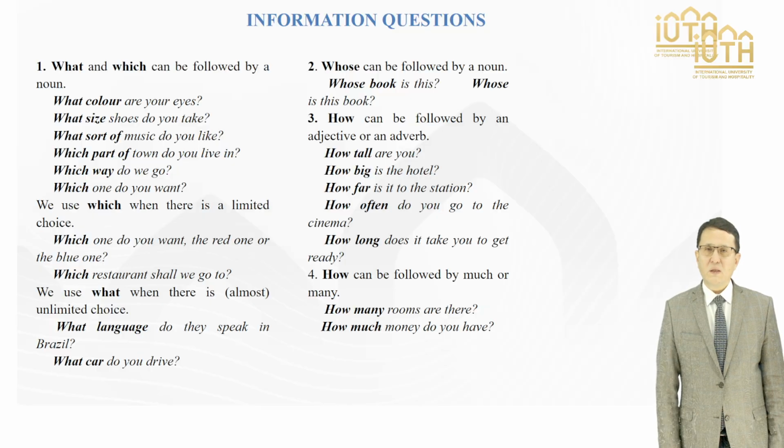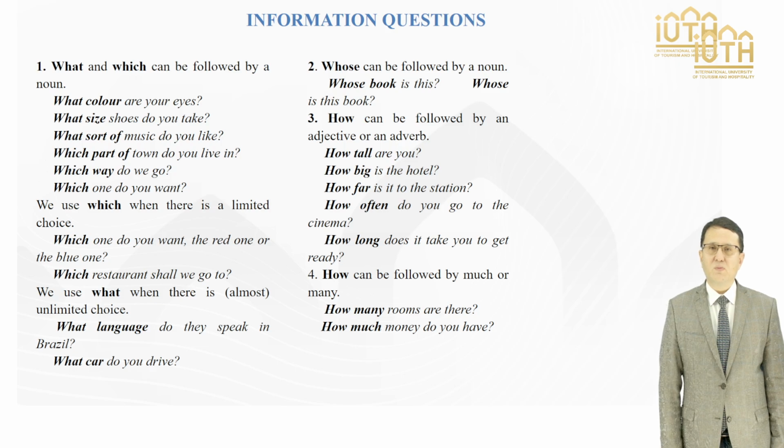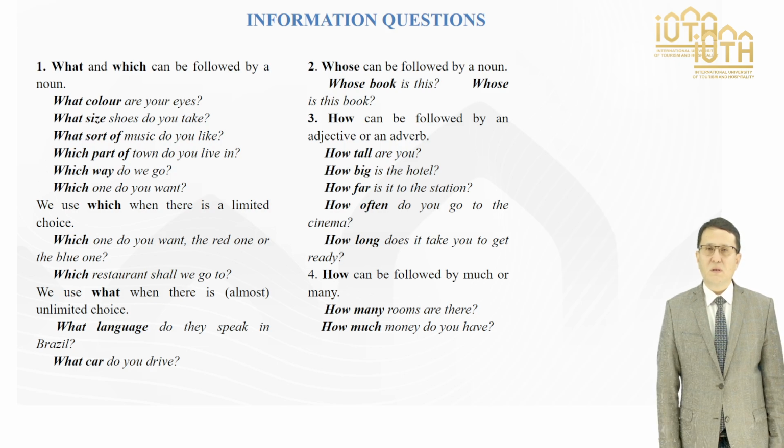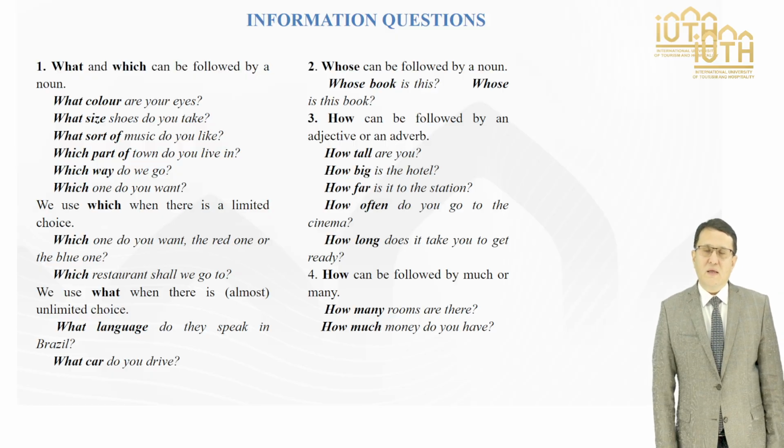We use what when there is almost unlimited choice. For example, what language do they speak in Brazil? What car do you drive? And the next one, whose, can be followed by a noun. Whose book is this? Whose is this book?